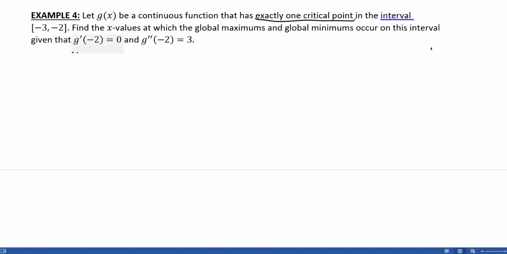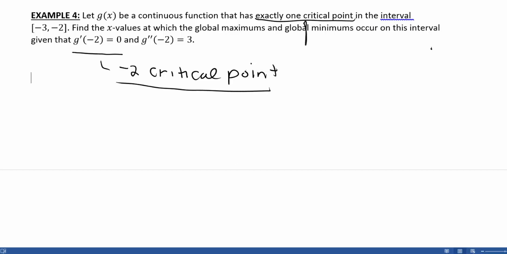So here, we know that g prime of -2 is 0. So that means that -2 is a critical point of this function because the first derivative is 0 at that point. Now this is important because we were told that this function has exactly one critical point. So that means that we know the place where this happened. That's the only place where the first derivative equals 0. So the only place where we would have a horizontal tangent line on this function. Now we also know that the second derivative of this function at -2 is 3.